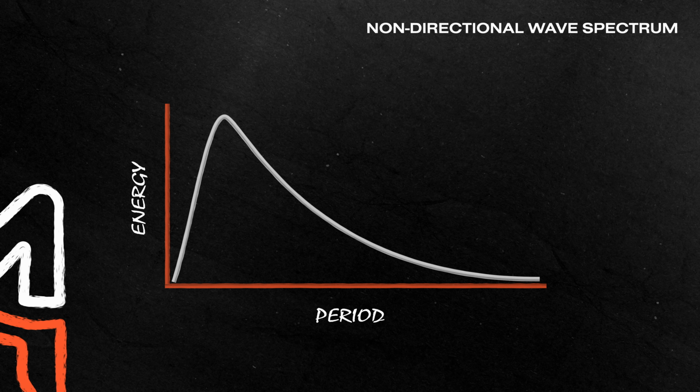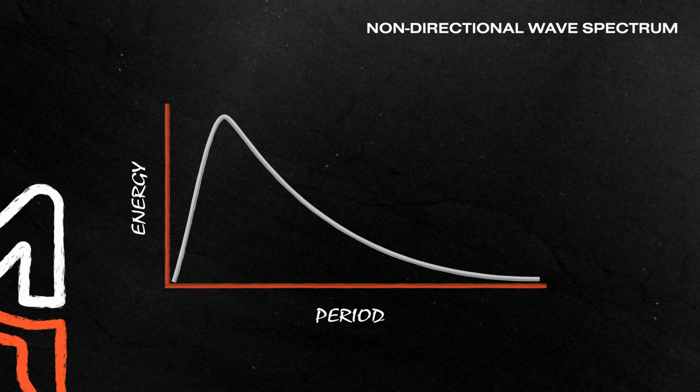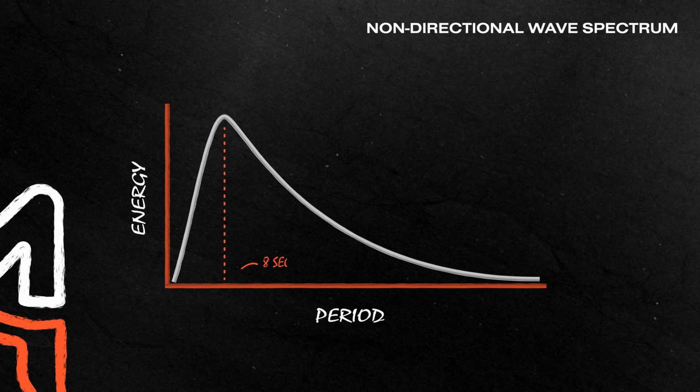This is where the wave spectrum comes in. Think of it as a way to decompose that complex surface elevation time series into its constituent parts. The simplest form is the one-dimensional or non-directional wave spectrum. This shows us how wave energy is distributed across different wave periods. You might see a peak in the spectrum at, say, 8 seconds, and that tells you there's a lot of wave energy concentrated around that period.